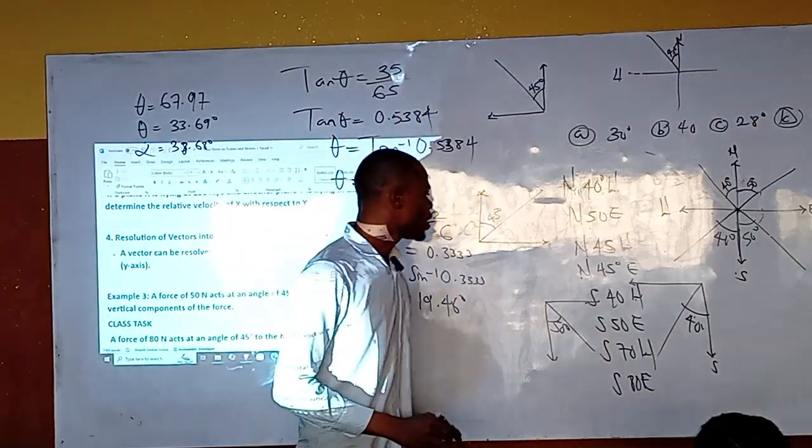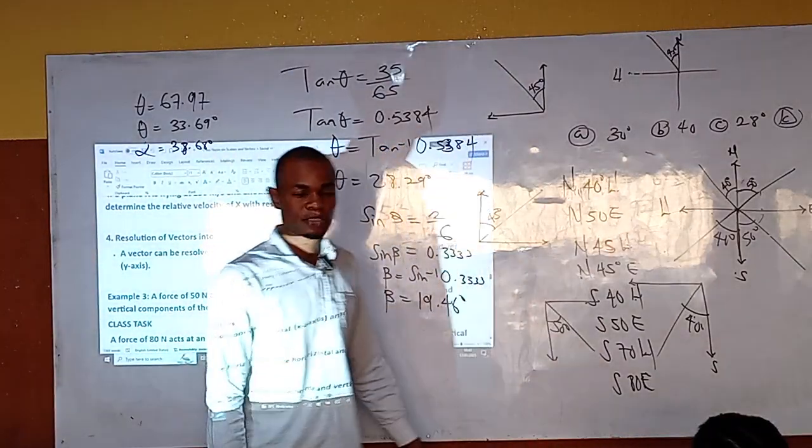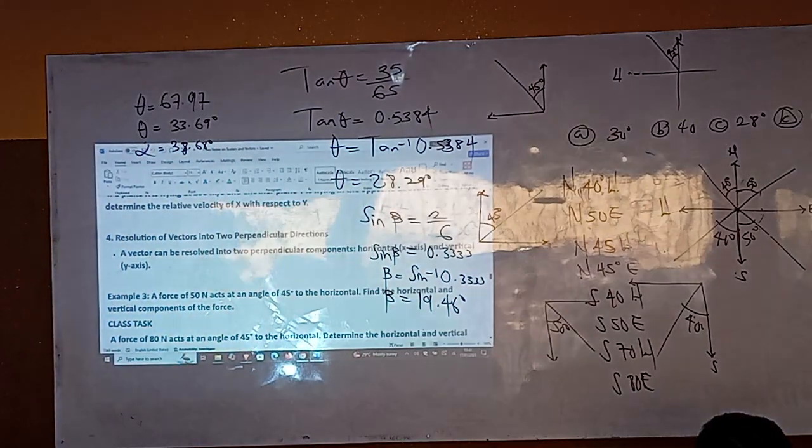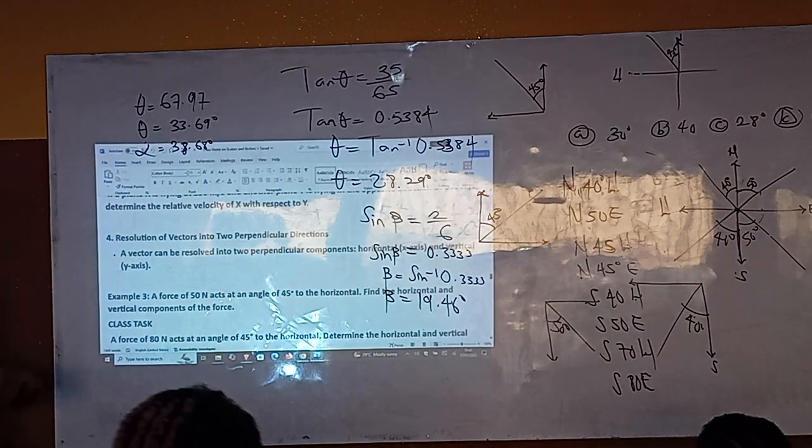Can you see? What of south 70 degrees west? Do that in your notes. South 80 degrees east. Do that in your notes.